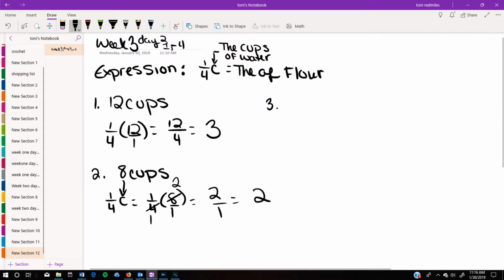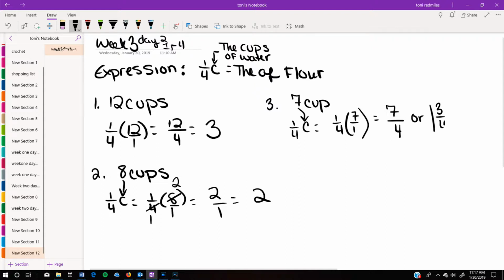All right, in number 3, we have 7 cups. Oh, that's not divisible by 4. This is going to be a little harder. So 1/4C, I'm going to put that in. So I'm going to have 1/4 times 7 over 1, because I've got to make it a fraction. This time I can't do the canceling method because nothing cancels. So I know that when I multiply, my fraction is going to be reduced. So this is okay because it's a reduced fraction. Or I could say I have 1 3/4, or I could make it a decimal, 1.75 cups of flour.